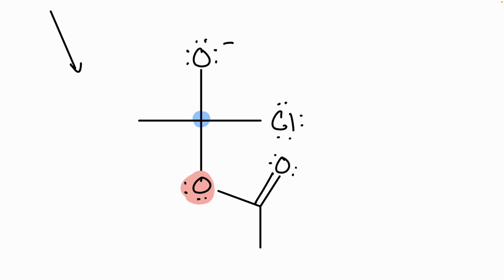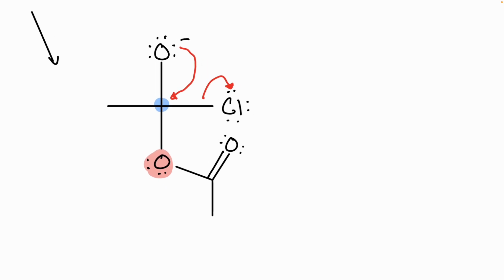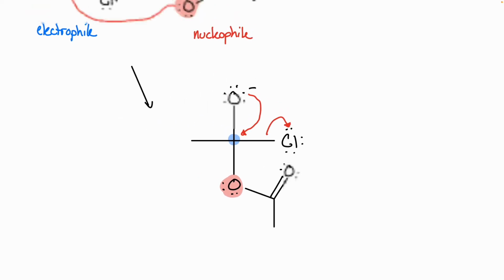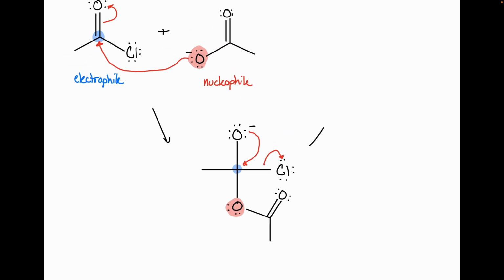So this alkoxide ion, not super happy to have this negative charge, is going to bring that negative charge back down and kick off that leaving group. The chloride is more stable at holding a negative charge than my alkoxide ion is here. So that pair of electrons comes back down, kicks off that chloride leaving group, and that's how we get our acid anhydride.